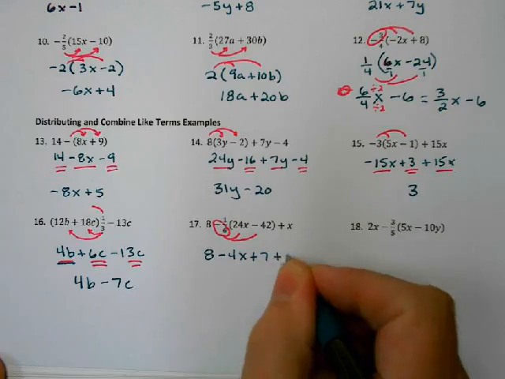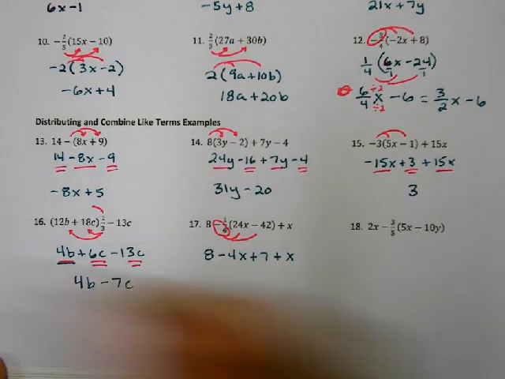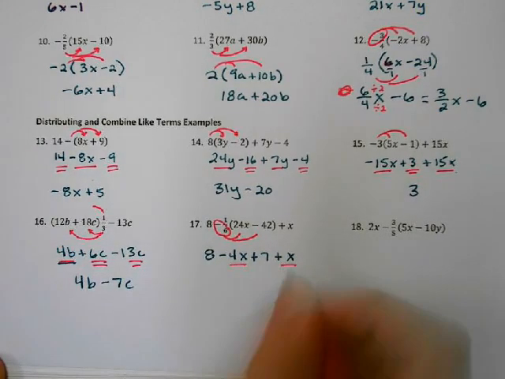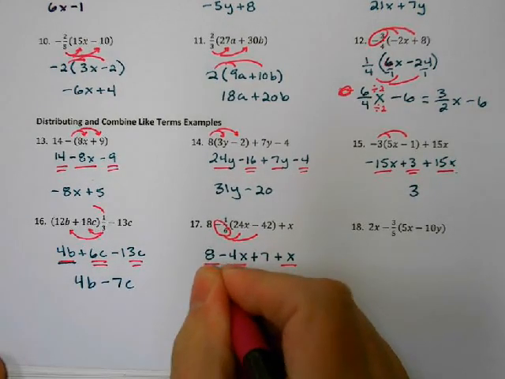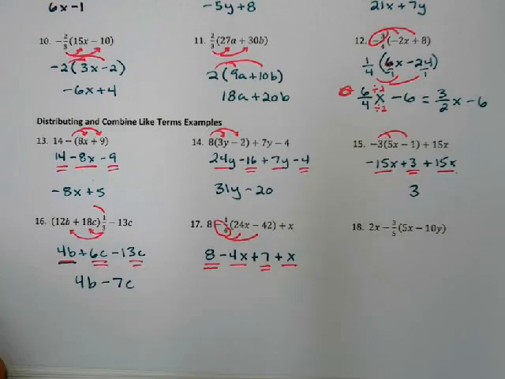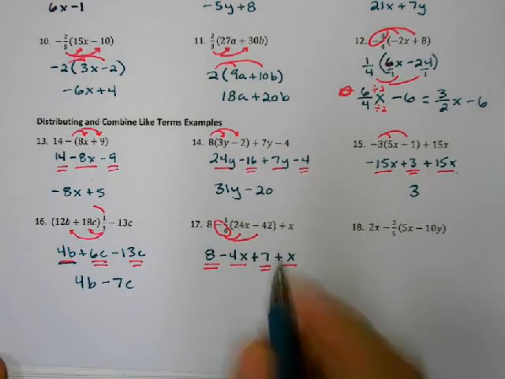Looking for my like terms, I have an x to the first and an x to the first term, and then I have the constants of 8 and 7. -4x plus x is -3x, and 8 plus 7 is 15.